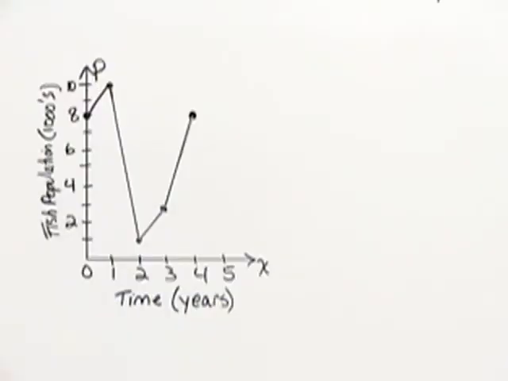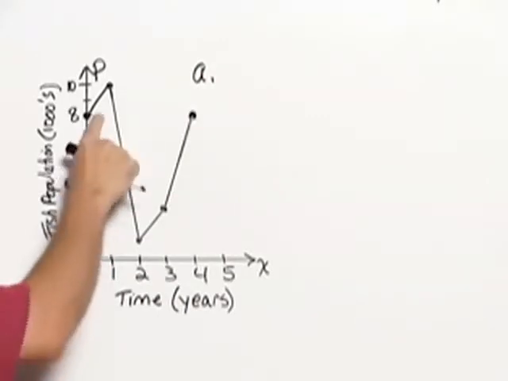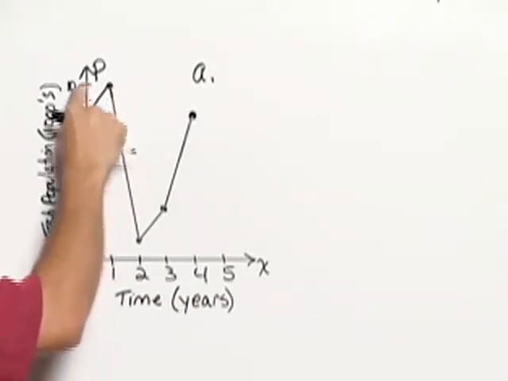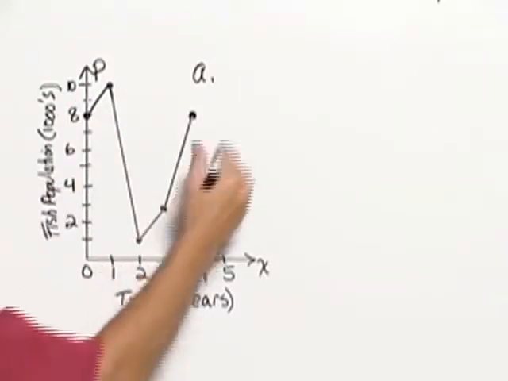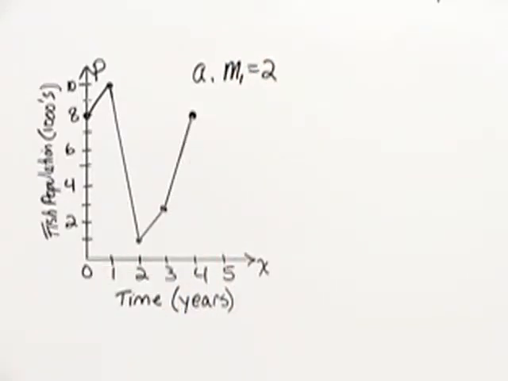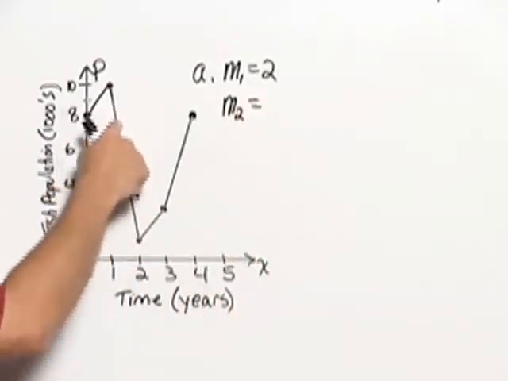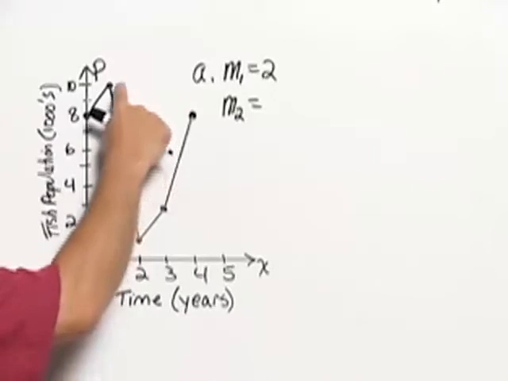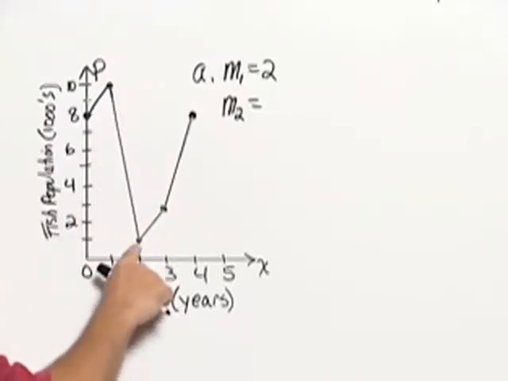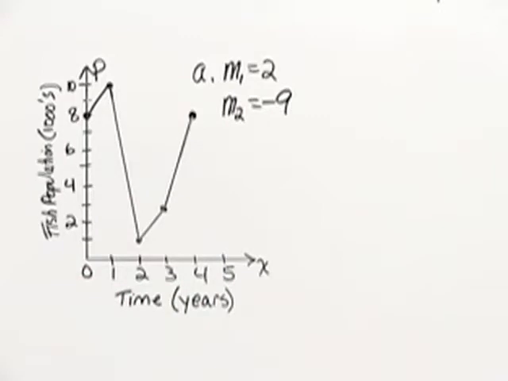So on the board, we've recreated the graph, and now for part A, we were to determine the slopes of each segment. So for this line segment, it's an increase of 2 in a time period of 1, so the slope of what we'll call segment 1 is equal to 2. The slope of segment 2 is this line here. Now that decreases from 10 to 1. So that's a decrease of 9, and that's in a span of 1 year. So that's a slope of -9.